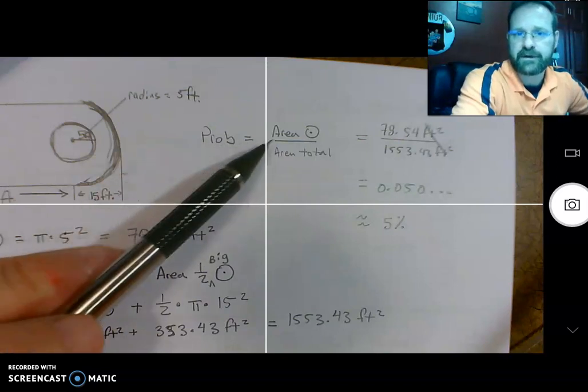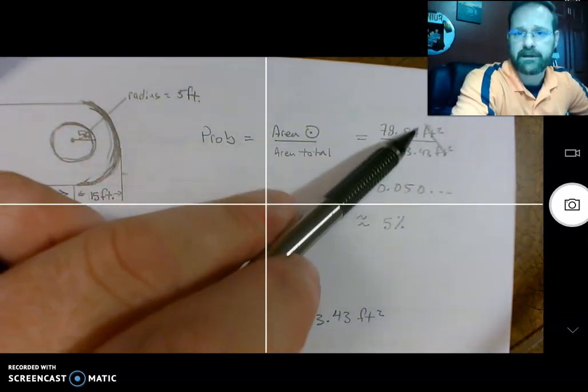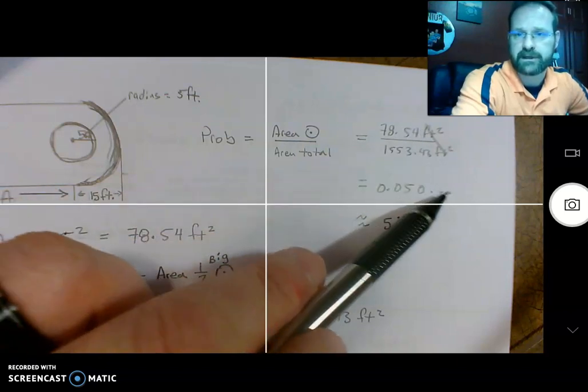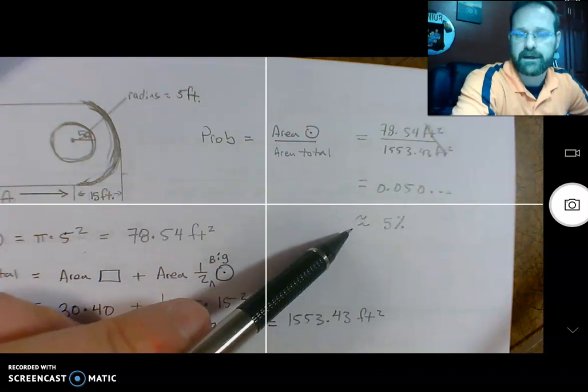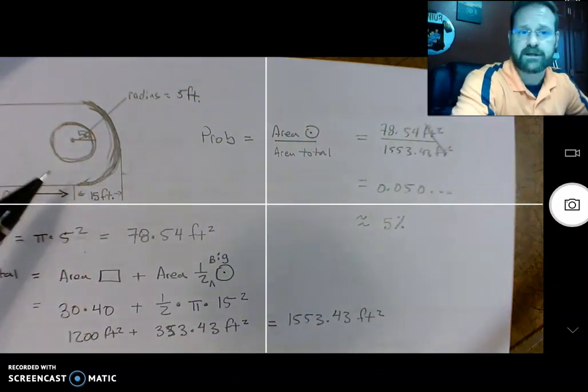Putting those values in, area of the small circle divided by the total area. Units cancel, feet squared and feet squared. You get 0.050 dot dot dot. I didn't round, but now I did, and that comes to 5%. So you have a 5% chance of making the rock, or throwing the rock.